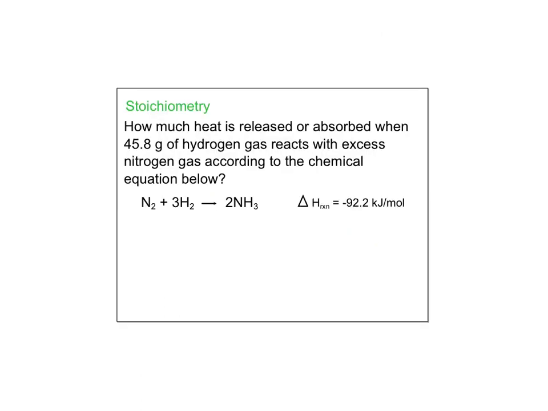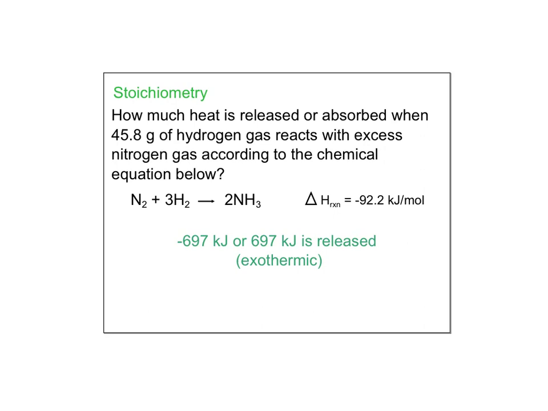All right, to wrap up these notes, I would like you to calculate how much heat is released or absorbed when 45.8 grams of hydrogen reacts with excess NO2, so that's our superstar, by using the heat of reaction and the balanced equation. Pause your video, and I will put the answer on the next slide so you can check. Hopefully you got right around negative 697 kilojoules, or the phrase 697 kilojoules is released because it's an exothermic reaction.